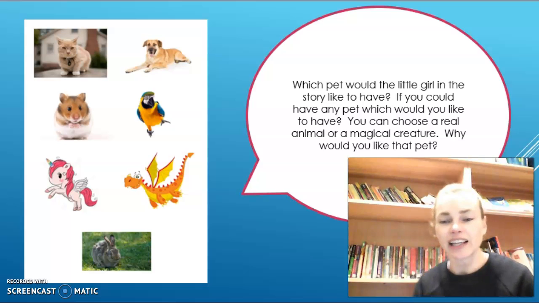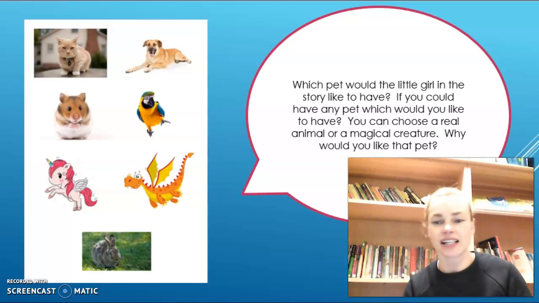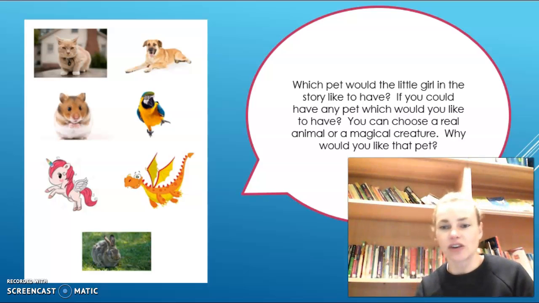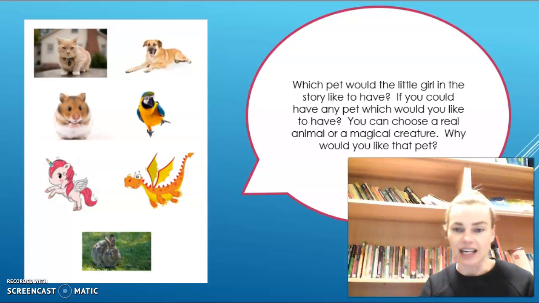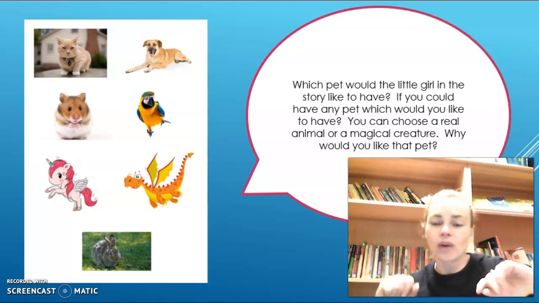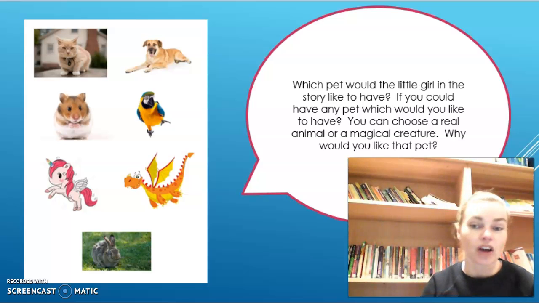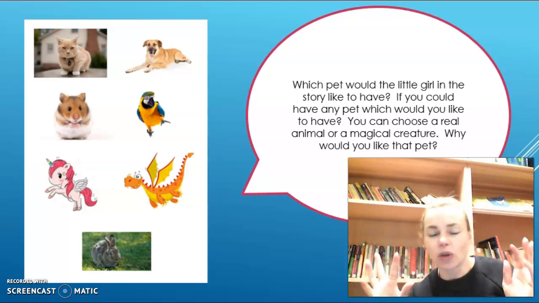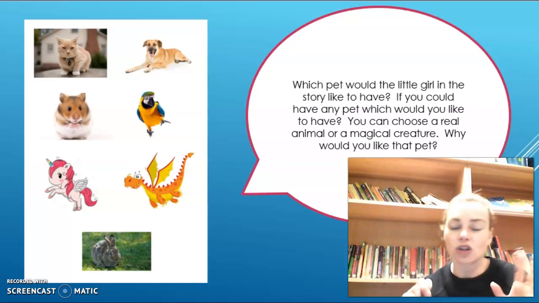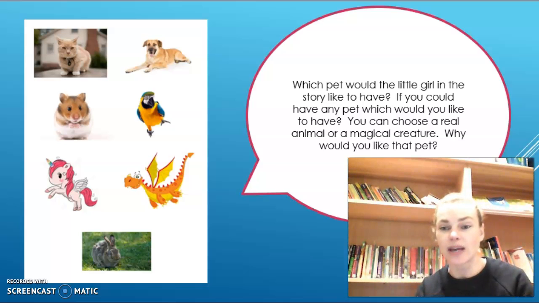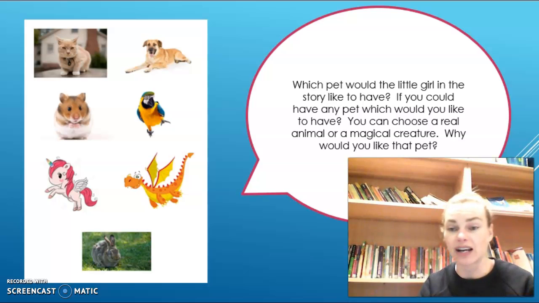The little girl in the story, If I Had a Dinosaur, wants to have a dinosaur as a pet. Your challenge today is to have a little think. If you could have any animal, which animal would you like to have as a pet? Now, this could be a real animal, or it could be a magical one, or one that you could make up yourself. So there's a few examples to help you if you're a bit stuck for an idea.